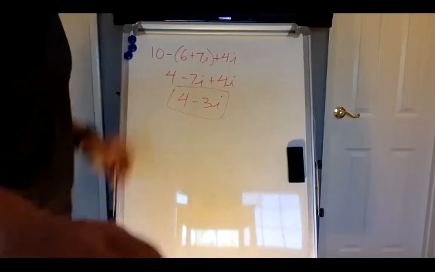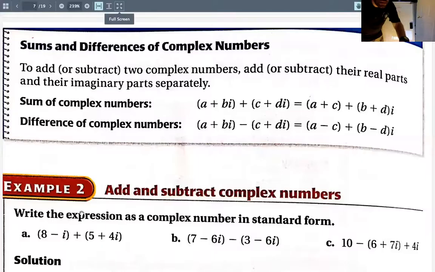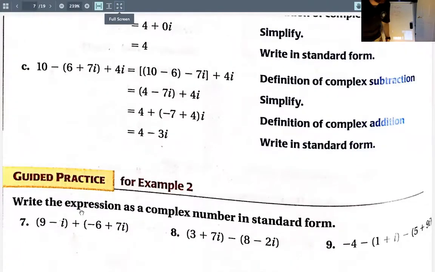Okay, so somebody wanted to see more, so we're gonna do it. Here's the more right there. So you can try, let's look at number 7. (9 minus i) plus (-6 plus 7i).